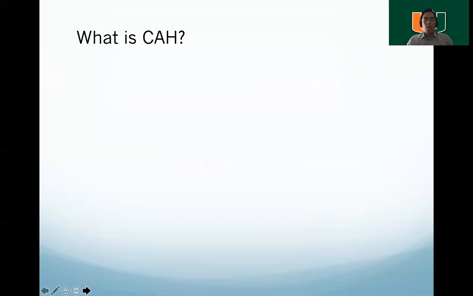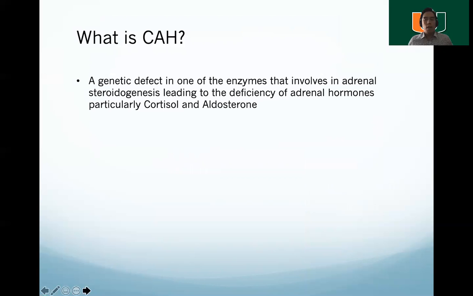So what is actually CAH? It is a genetic defect in one of the enzymes involved in adrenal steroidogenesis that leads to the deficiency of adrenal hormones, particularly cortisol and aldosterone. Remember, those 2 hormones are very important and have many, many biological effects.